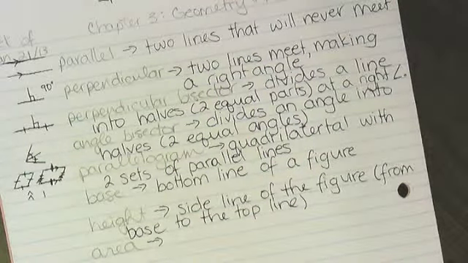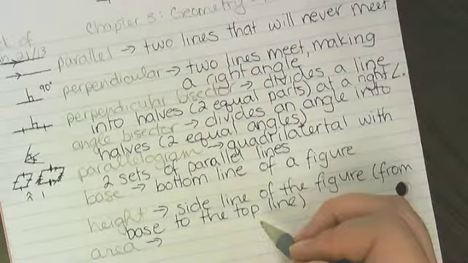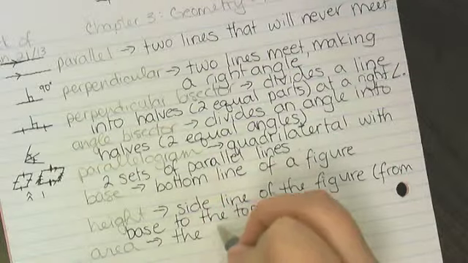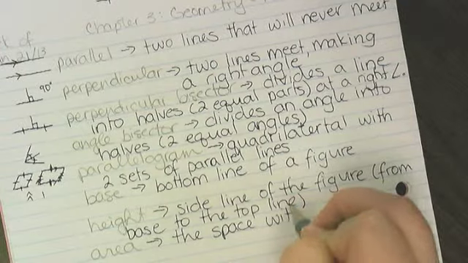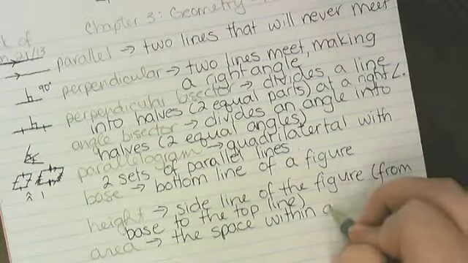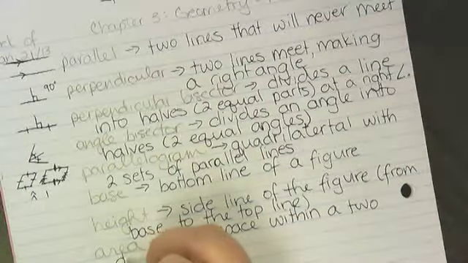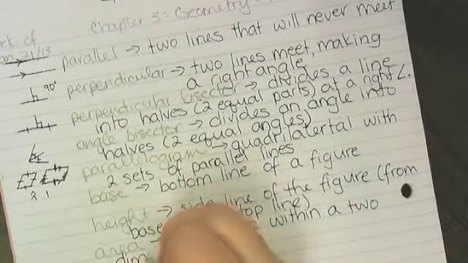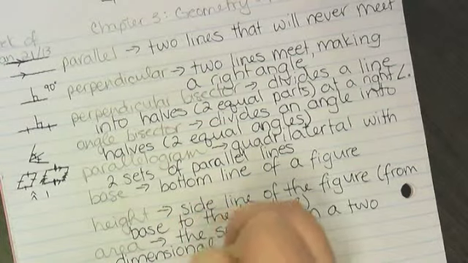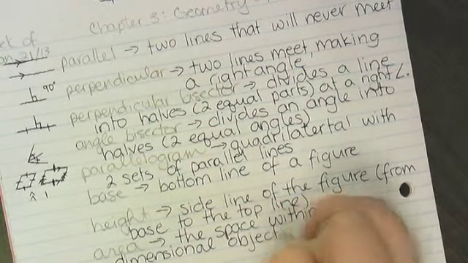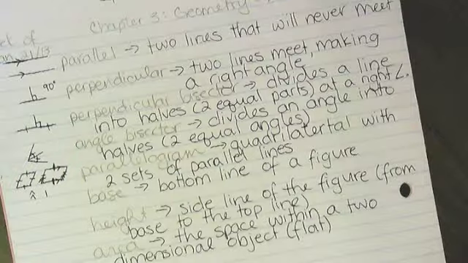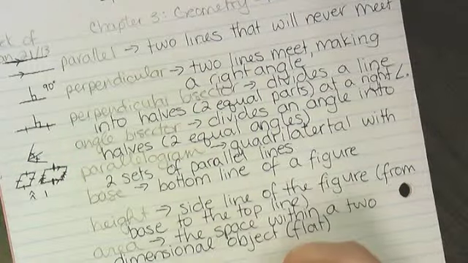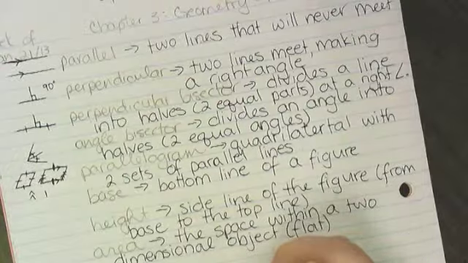What's the area? Not the formula. What does area mean? When I talk about the area of a figure, what am I talking about? Probably the easiest way to describe it is the space within a two-dimensional object, so like a flat object. And we say that because volume is the space within a three-dimensional object. Okay? All of this is the area.